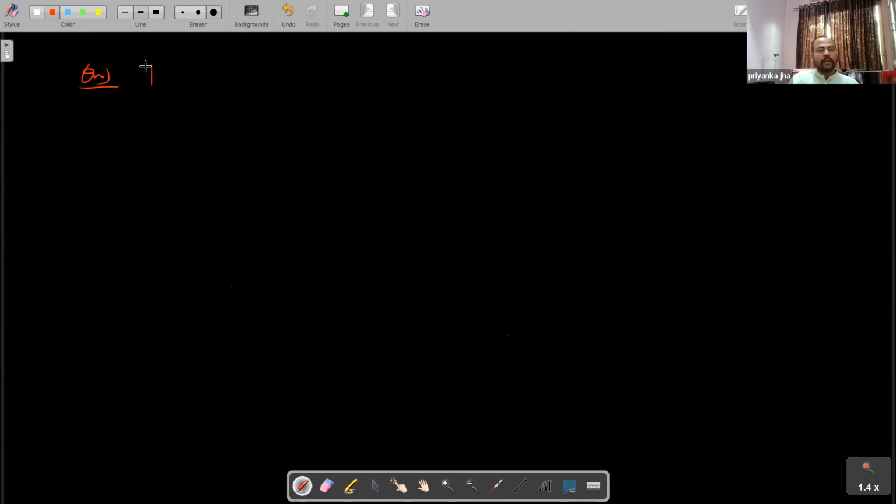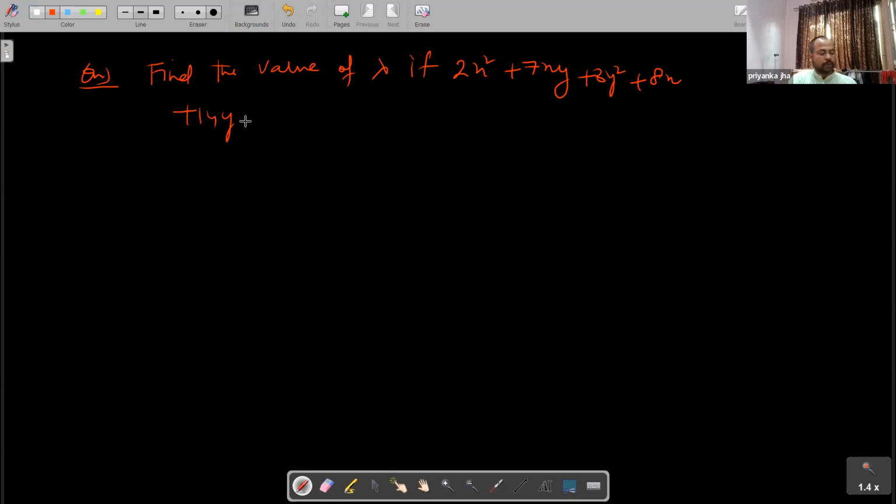Okay, now. Next question. Find the value of lambda if 2x squared plus 7xy plus 3y squared plus 8x plus 14y plus lambda equal to 0 represents a pair of straight lines. Do it. Try karo.